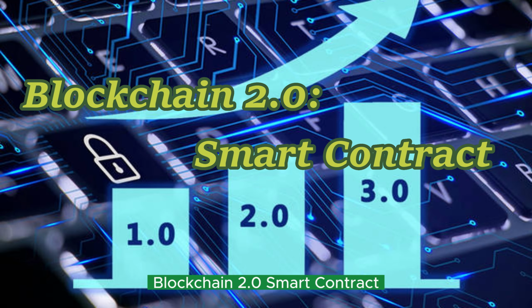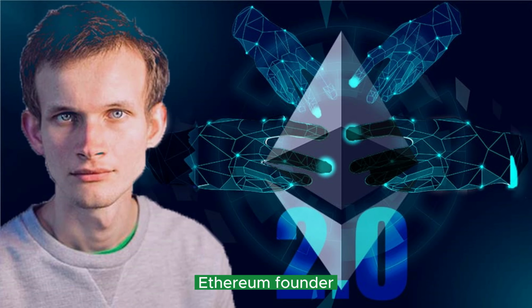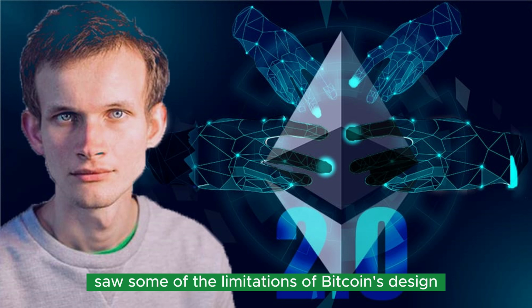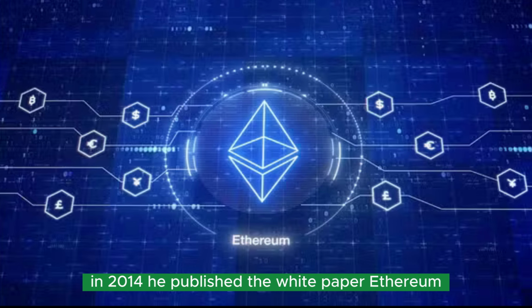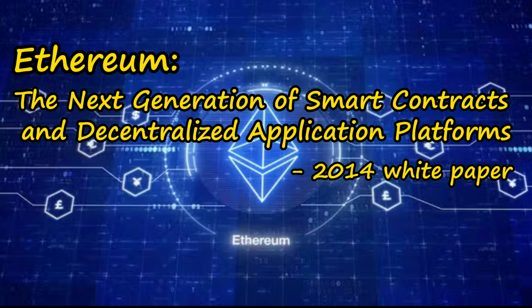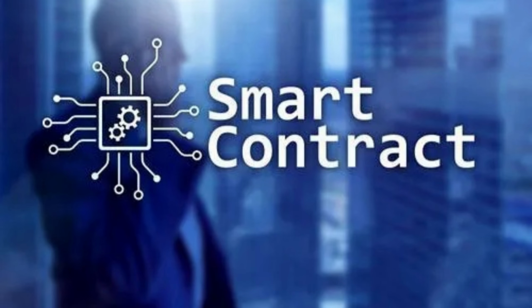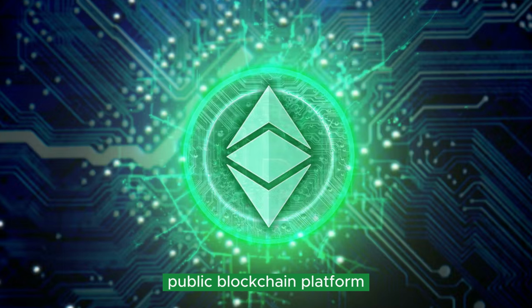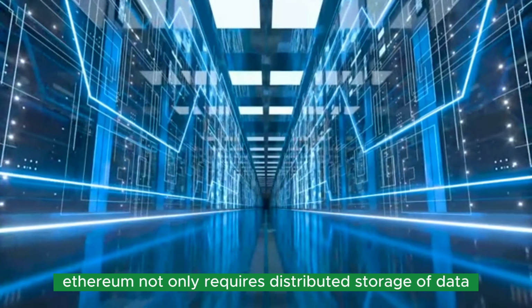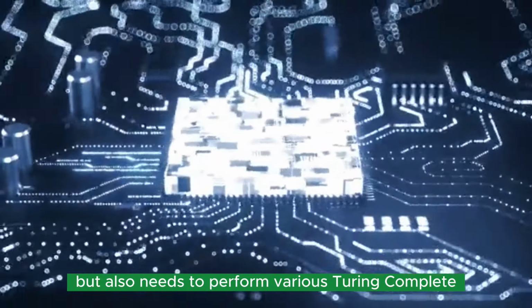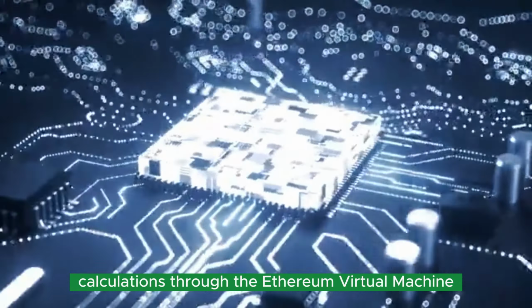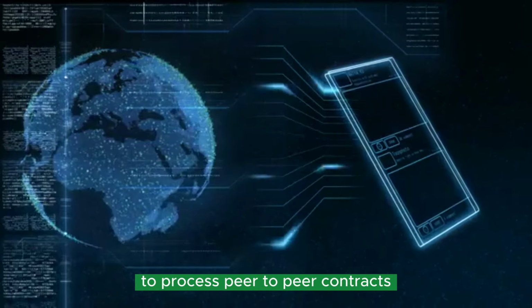Blockchain 2.0, Smart Contract. Ethereum founder Vitalik Buterin saw some of the limitations of Bitcoin's design and began to design open-source protocols. In 2014, he published the white paper Ethereum, the next generation of smart contracts and decentralized application platforms. Ethereum is an open-source public blockchain platform with a smart contract function. Ethereum not only requires distributed storage of data, but also needs to perform various Turing-complete calculations through the Ethereum virtual machine to process peer-to-peer contracts and realize the functions of smart contracts.